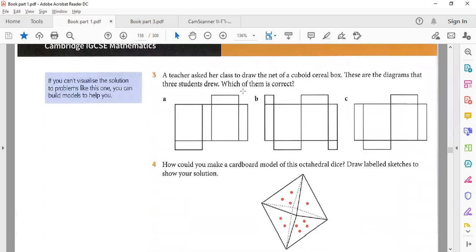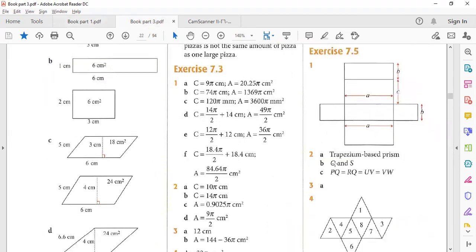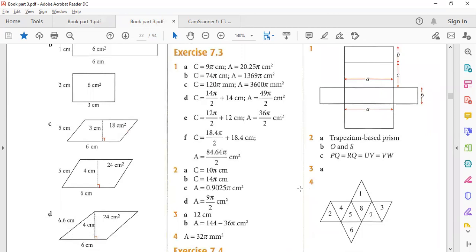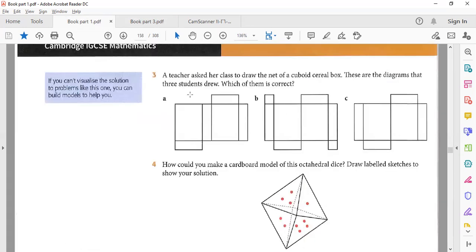Ask the teacher to draw the net of the cuboid. It's up to you. You can draw and select any one and tell me which one is helpful. There is one correct and the rest of them are not correct. So you just select one. Which one was that? That is only A1. Question number three, part A. This one is correct, and the rest of them are not.